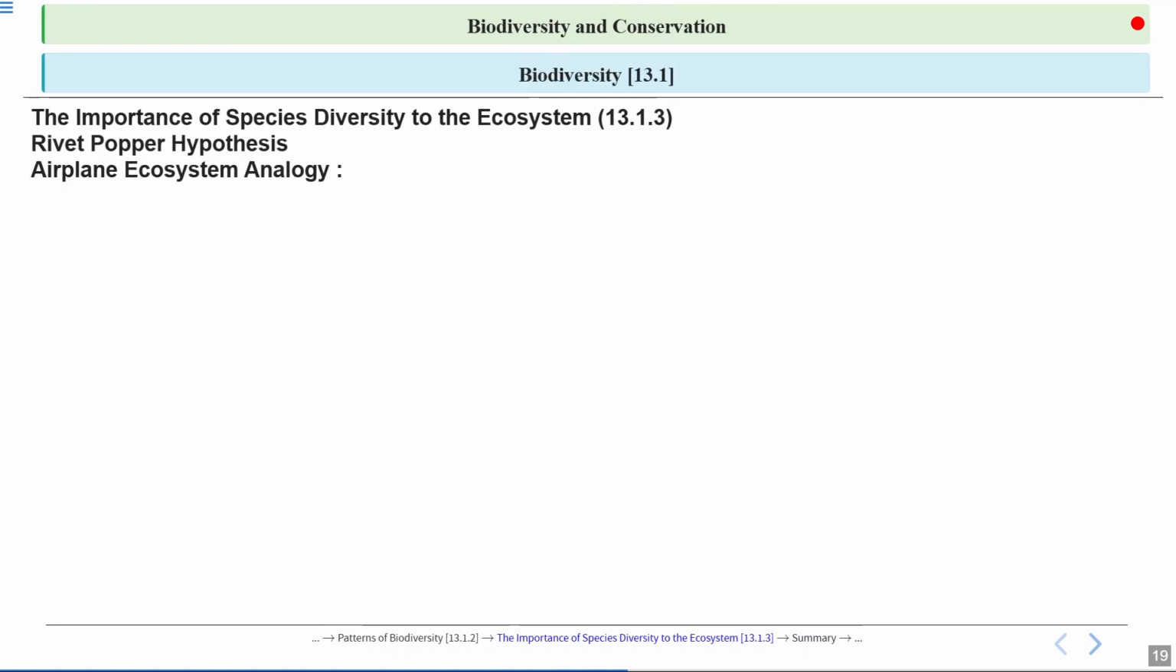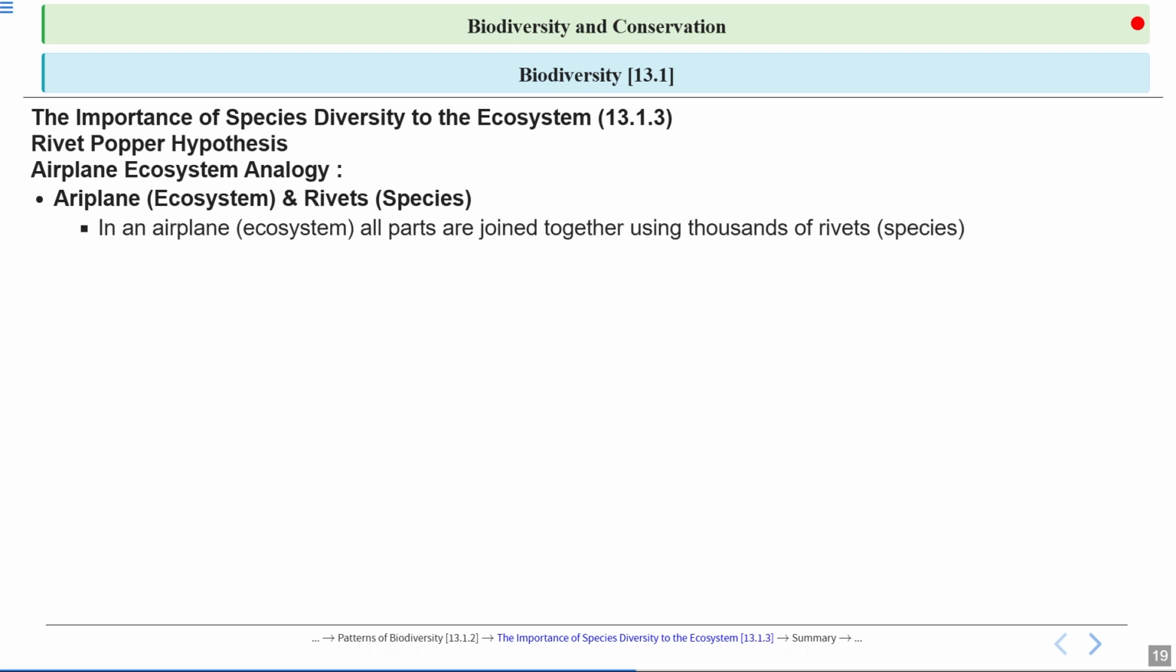Okay, now let's understand this airplane ecosystem analogy. So this we have discussed. The airplane is the ecosystem, rivets are the species. Now in an airplane, all parts are joined together using thousands of rivets, which are the species. Similarly in an ecosystem, all the species are connected and they support the structure and function of the ecosystem.